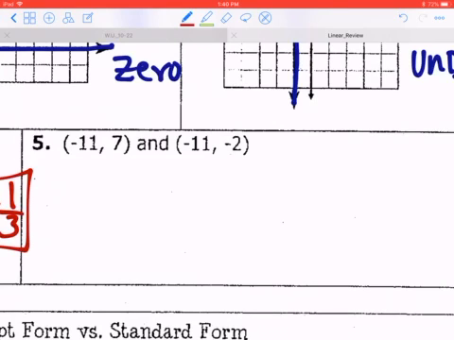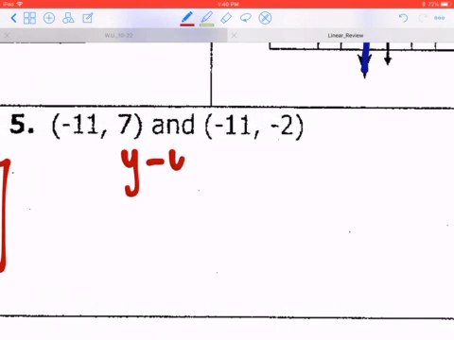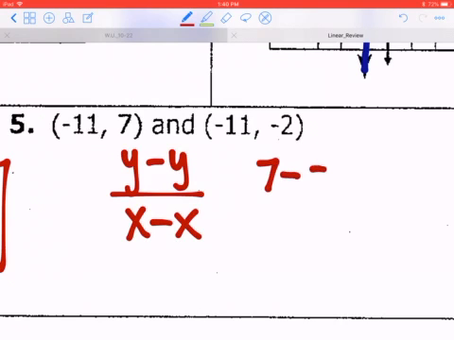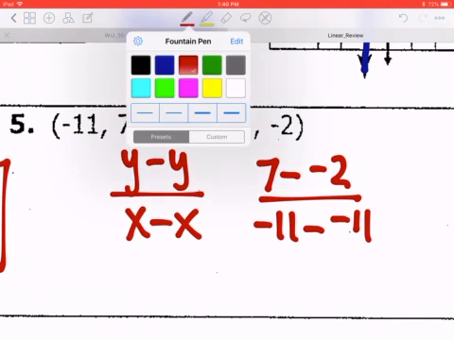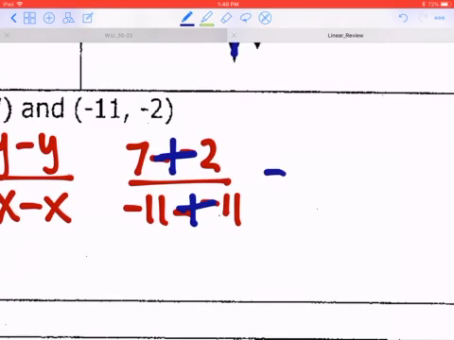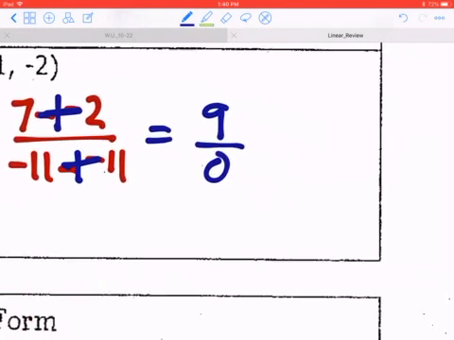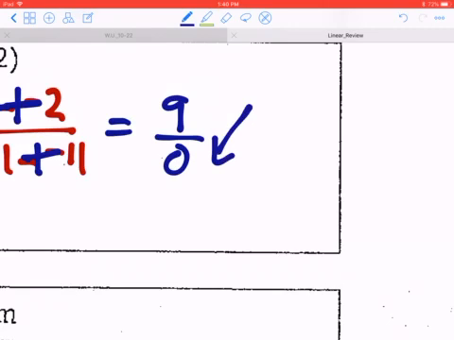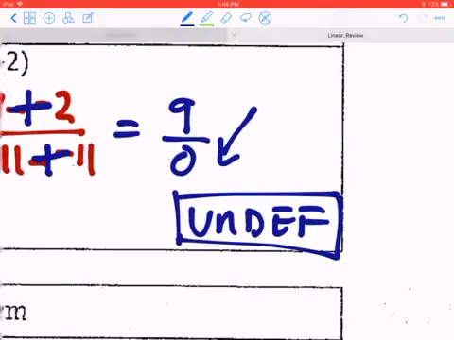Same thing here. It's going to be y minus y, x minus x. So we're going to do 7 minus negative 2 over negative 11 minus negative 11. Remember, minus a negative is positive. So we're going to have 9 on top. Negative 11 minus negative 11, 0. We have a 0 on the bottom, so undefined, because you cannot have 0 for a denominator.